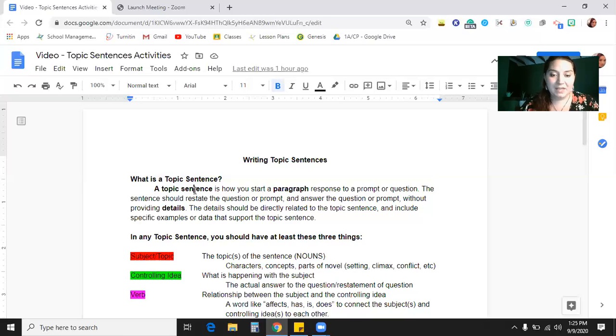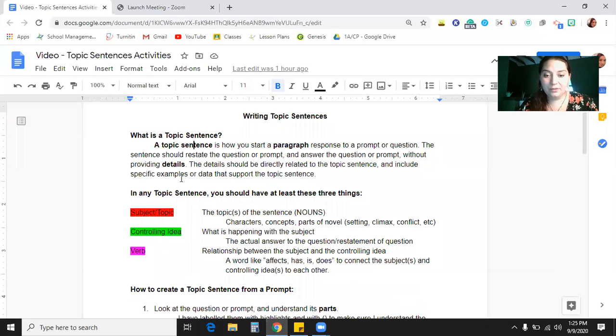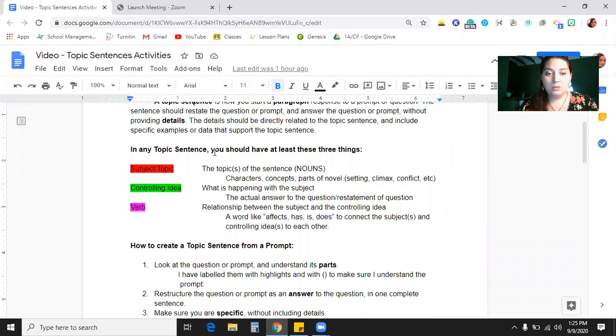So any topic sentence is going to have three main things. Okay, so you're first going to have the subject or topic of the sentence. So these are the subjects within the sentence. Usually these are the nouns. So these are like the characters you're talking about, the concepts you're talking about, the parts of a novel you might be discussing, like setting or conflict.